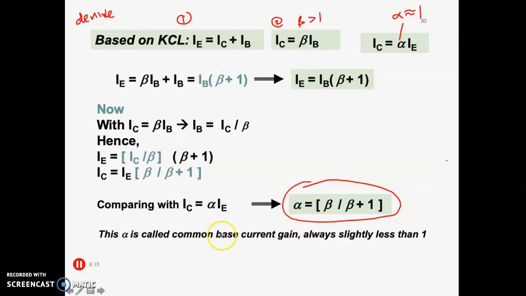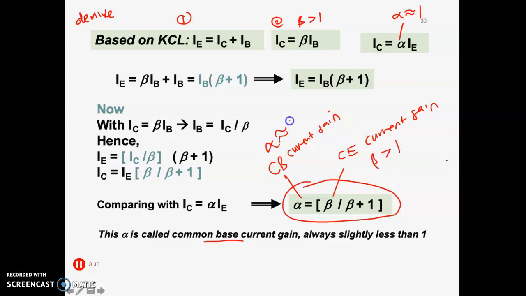Your beta is the common emitter current gain, and your alpha is the common base current gain. Which one will be more than 1? Your beta will be more than 1. Your alpha must be almost 1. Okay? Thank you.